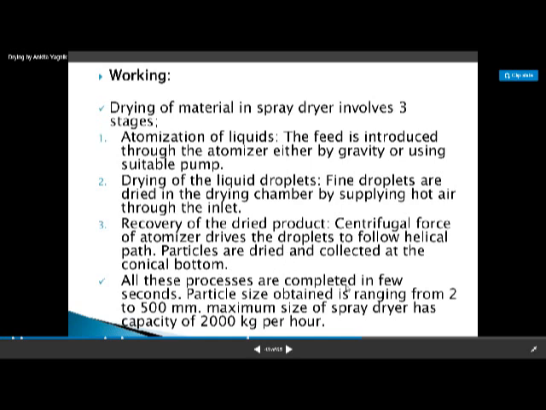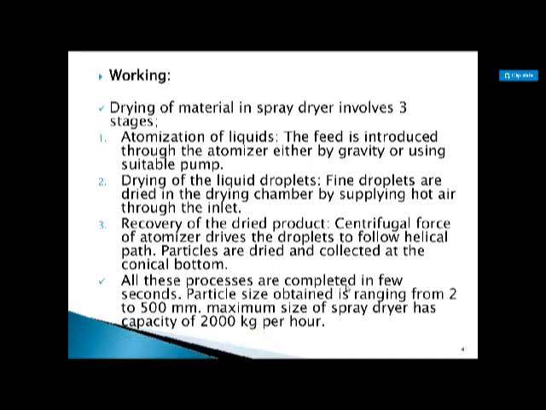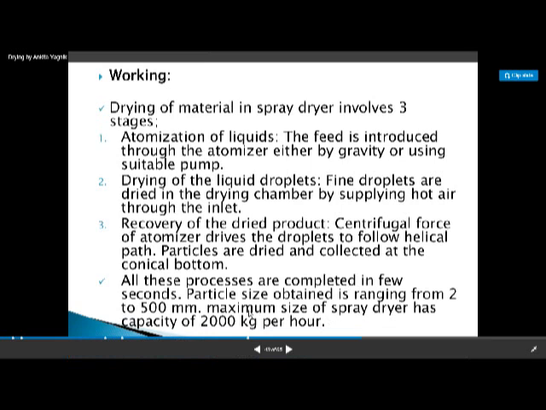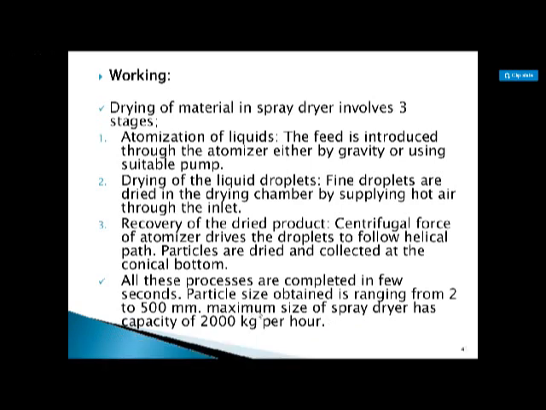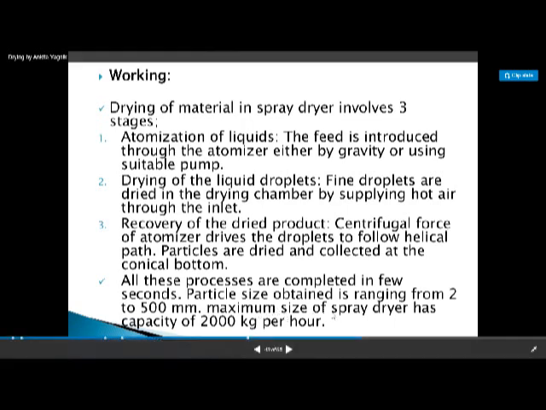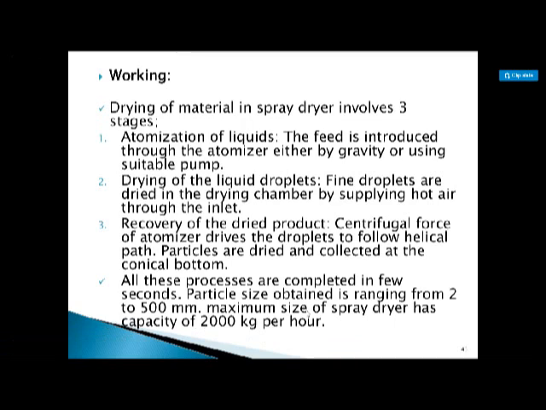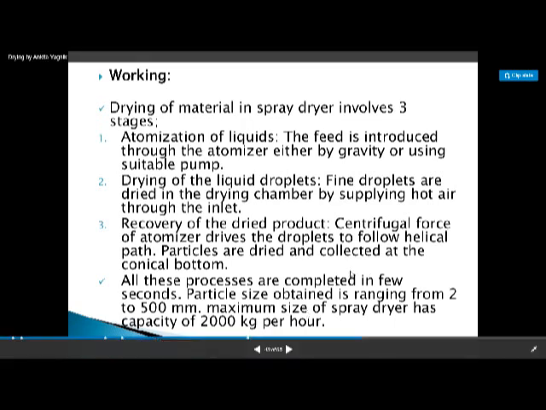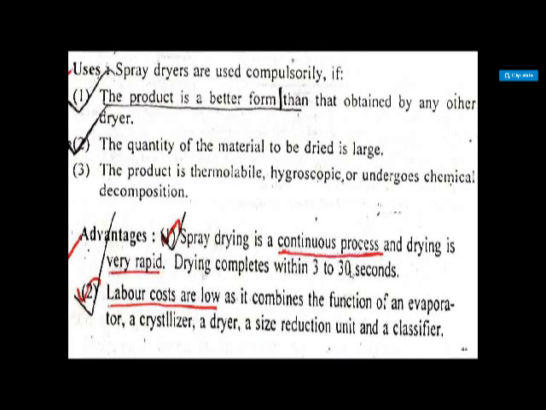All these processes are completed in a few seconds, and the particle size, you can imagine, ranges from 2 to 500 micrometer. Such a small particle size, 2 micrometer, you can get by using this spray dryer. The maximum size of the spray dryer has a capacity of 2000 kg per hour. This much product can be obtained by using the spray dryer per hour, 2000 kg.